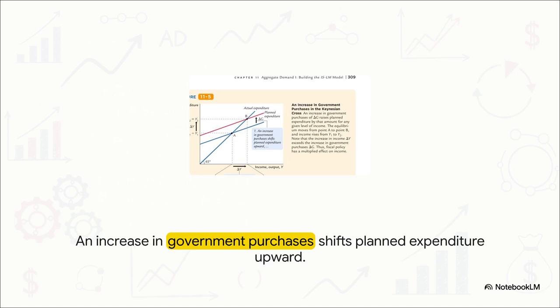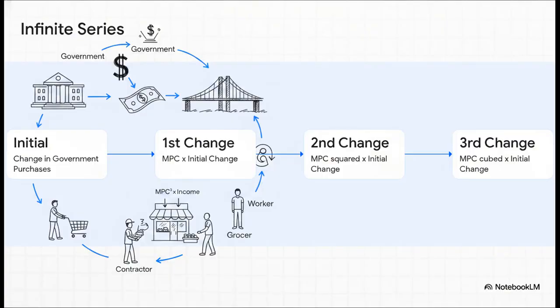Notice the initial increase in government purchases, represented by the upward shift delta G. But look closely. The resulting increase in total output and income, delta Y on the horizontal axis, is clearly wider than that initial vertical shift. The resulting change is actually larger than the initial injection. It's pretty wild to see it visualized. So how exactly does that happen?